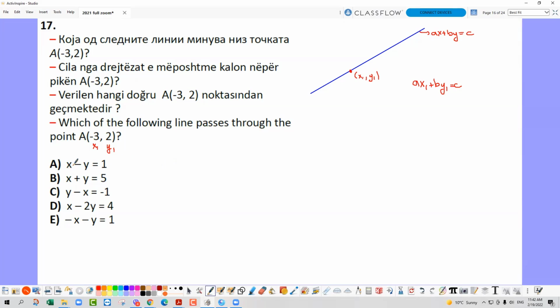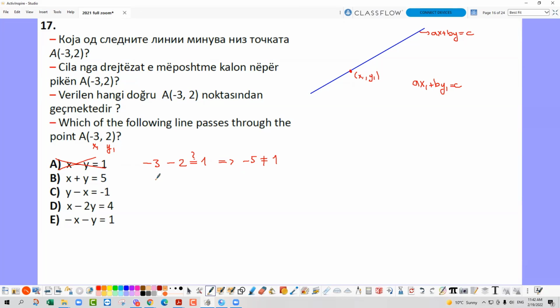Here x is equal to minus 3, so minus 3 minus y is equal to 2. Is it equal to 1? As you see, minus 5 is not equal to 1. So this is not the line that we are looking for. This point is not satisfying that line.